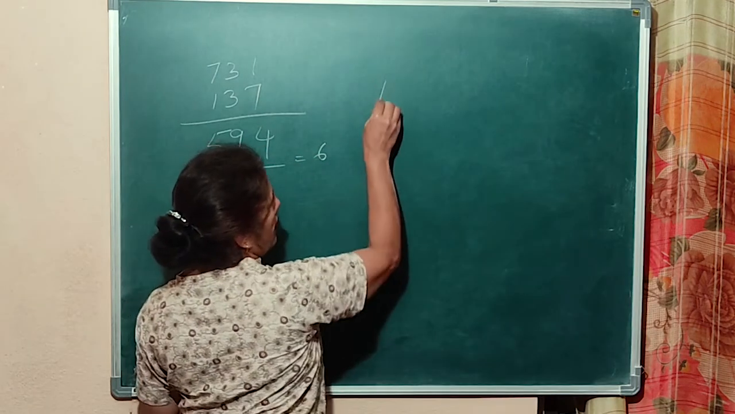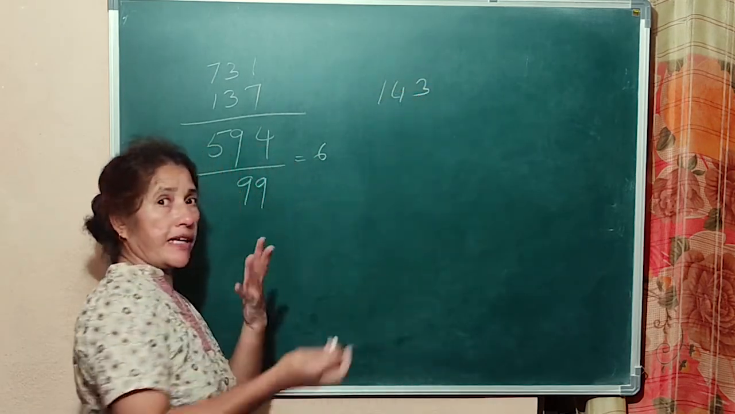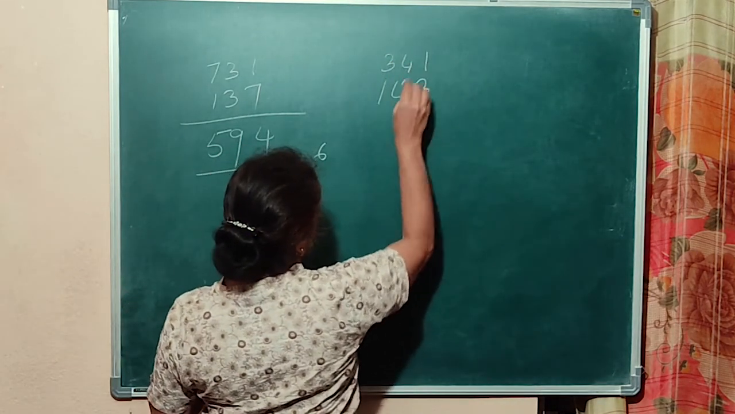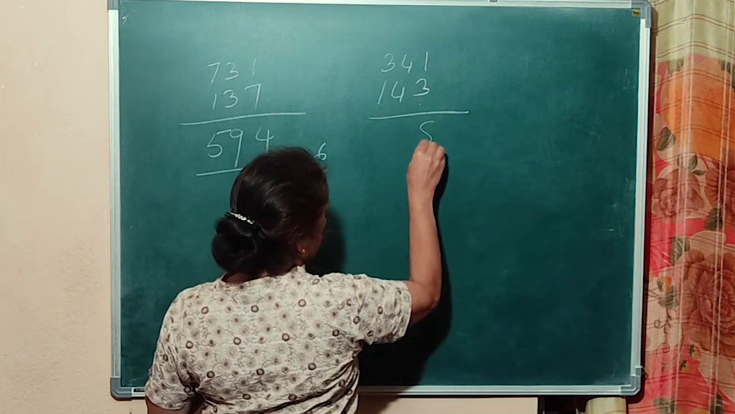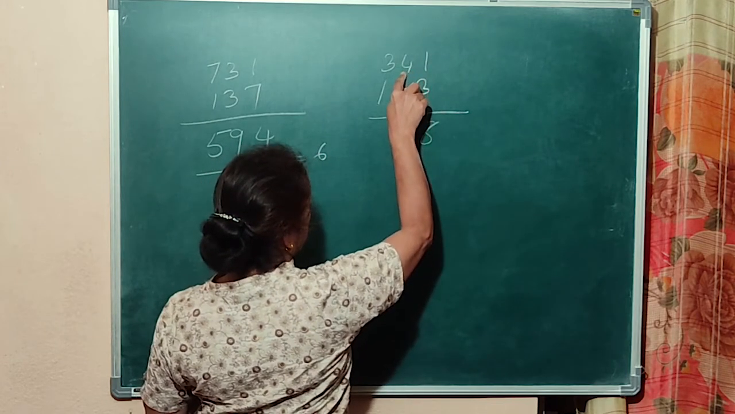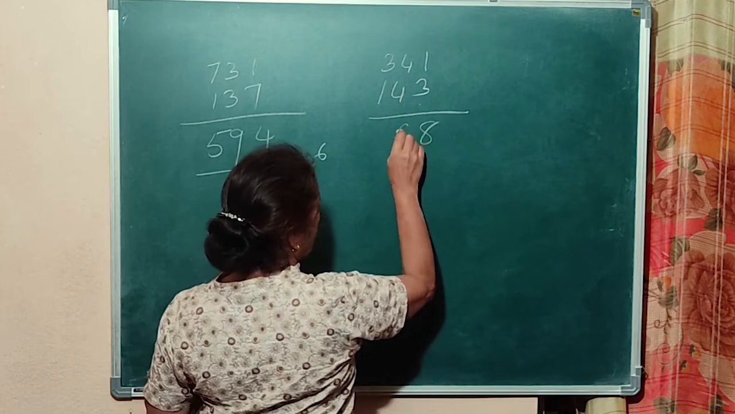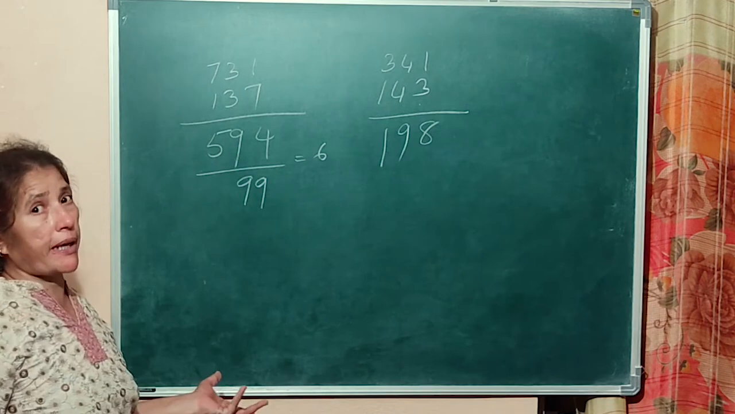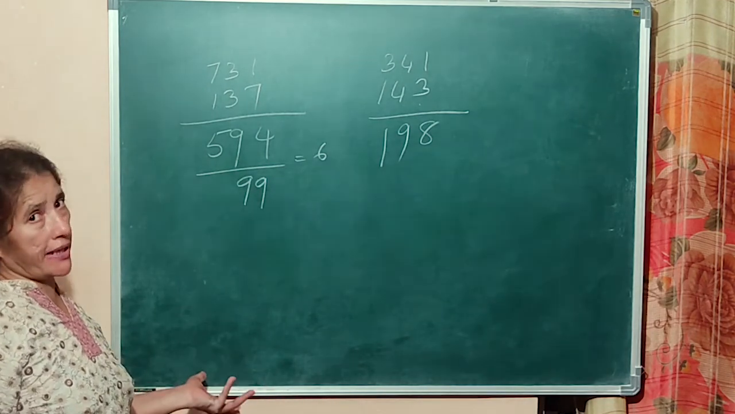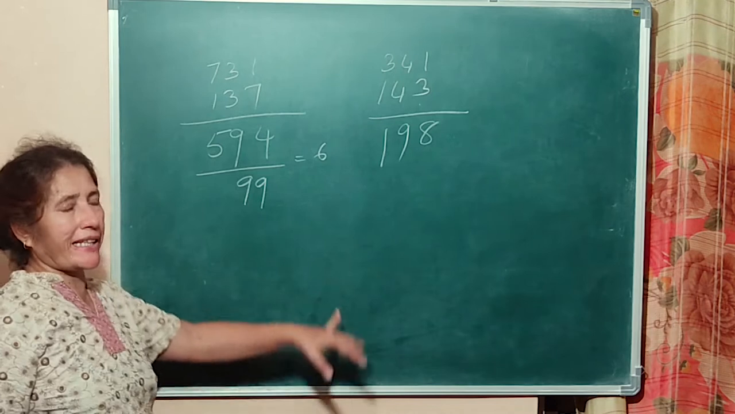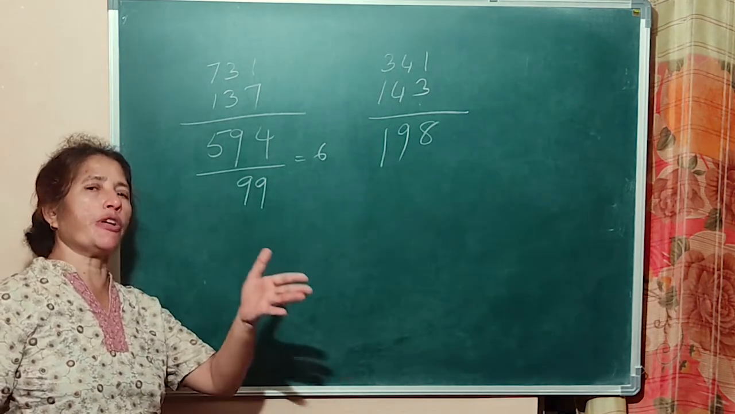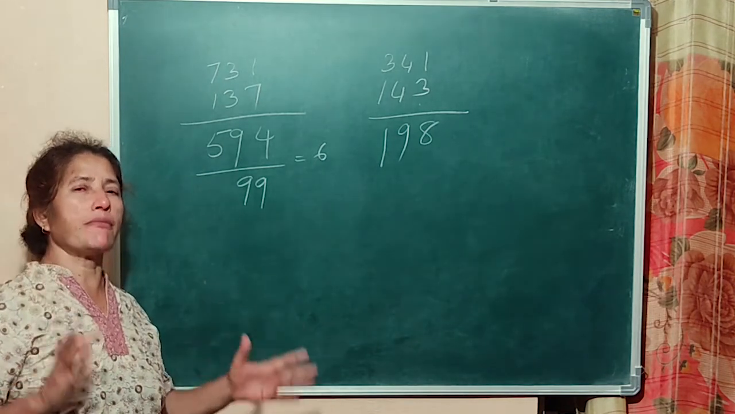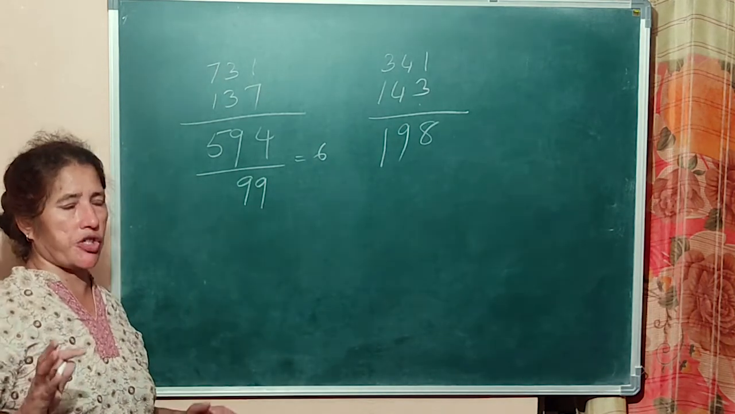If you take the number 143, when you reverse it, 341. So 341 minus 143. 11 minus 3, 8. 13 minus 4, 9. 2 minus 1, 1. 198 divided by 99 is 2. Remainder 0. So if you do like this and ask your friend to divide by 99, the remainder should be 0.